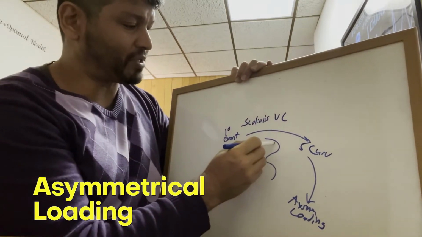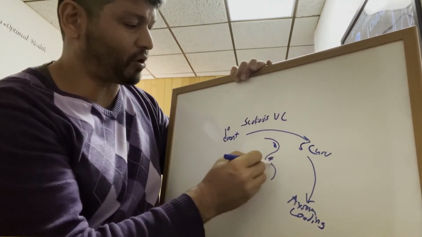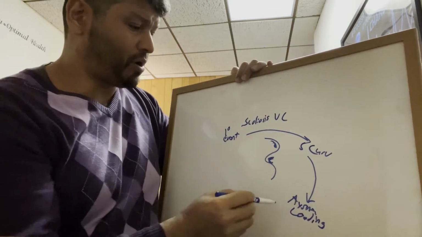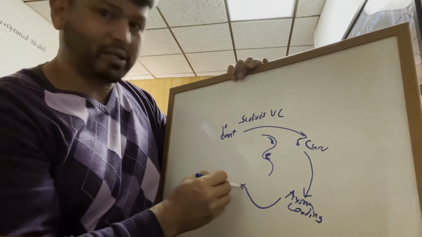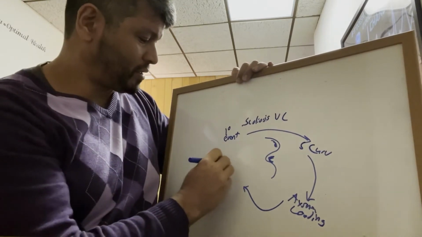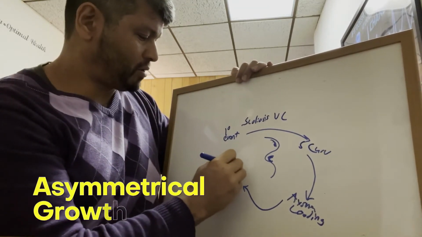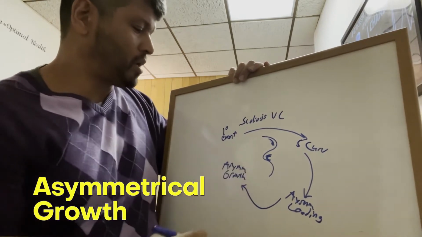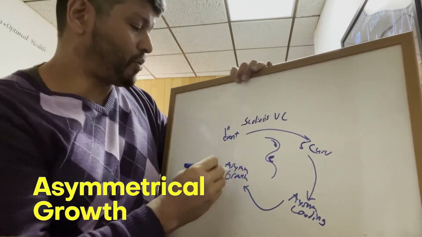So it's usually the concavity side of the spine. So right in here, the inside part of the curve, right in here also. So it's the inside part. What happens with adolescent idiopathic scoliosis is it causes asymmetrical growth, okay? So that causes asymmetrical growth.